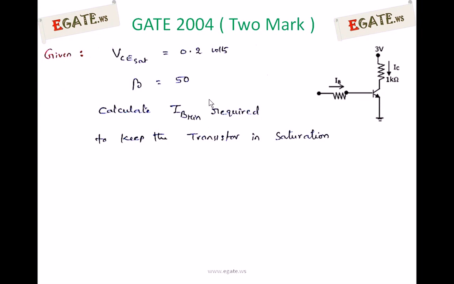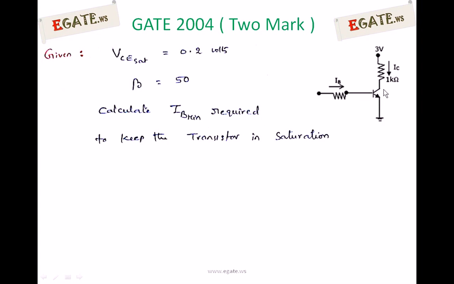The given information for the transistor is VCE saturation is 0.2 volts, and beta, the common emitter DC current gain, is equal to 50. We need to calculate the minimum base current required to keep the transistor in saturation. So IB minimum is required. IB minimum is nothing but how much base current you should produce so that the transistor will go into the saturation region. Whenever the transistor goes into the saturation region, the voltage across collector and emitter will be equal to VCE saturation. Remember this point.